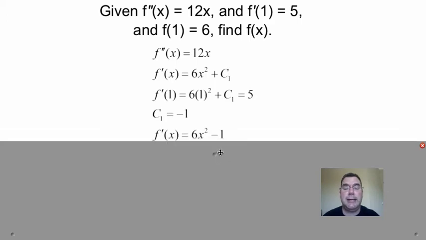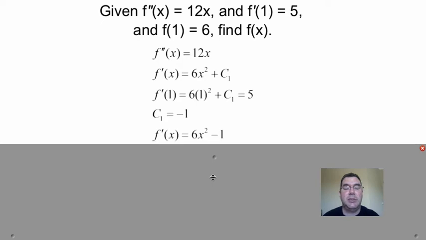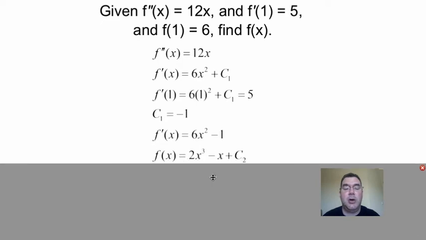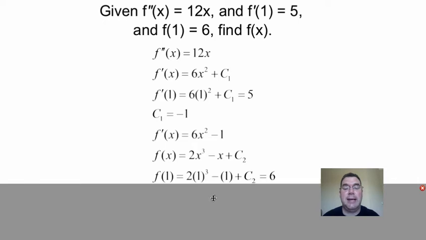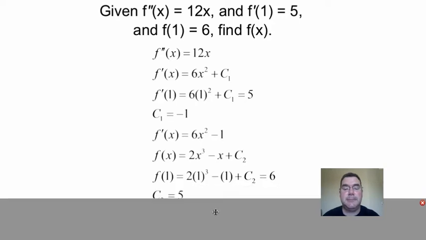Now I can go on to the next step, which is figuring out f of x, and I do the same process again. So I know that the antiderivative of 6x squared minus 1 is 2x cubed minus x plus another constant. And now I go back to any information I have about f of x, and I know that f of 1 is 6, so I plug in 1 everywhere there's an x, and I set that whole thing equal to 6. So 2 minus 1 plus my constant is equal to 6.